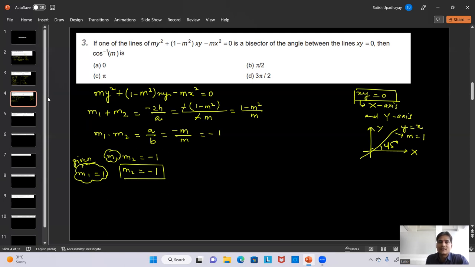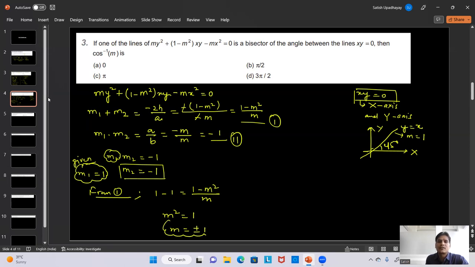Now I will utilize equation 1. From equation 1, m1 plus m2 will be 1 minus 1, that is, the sum of the slopes will be 0 only. And that will be equal to (1 minus m square) by m. So from here, we get m square is equal to 1, or m will be equal to plus minus 1. So this is the value of m that we are getting.